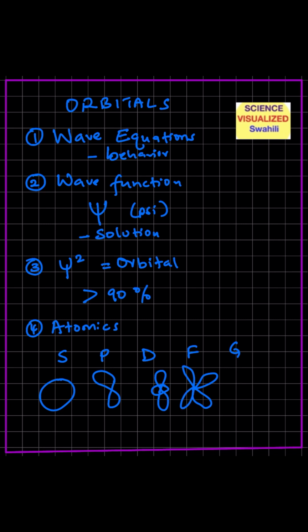There are 5 d orbitals. So there is one s orbital. There are 3 p orbitals. So px, py, and pz. And then there are 5 d orbitals. There are 7 f orbitals, and so on.